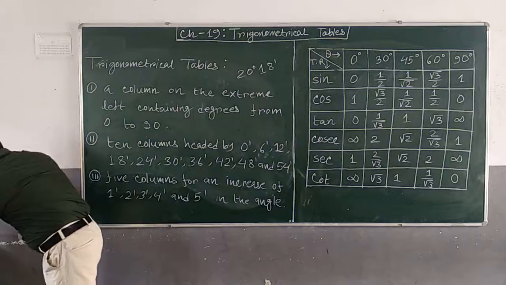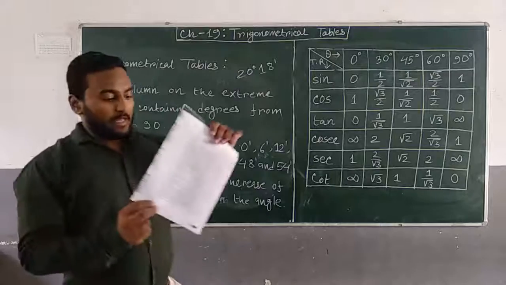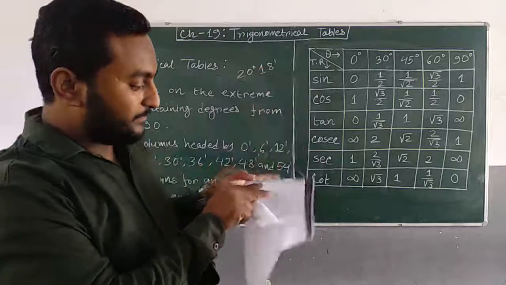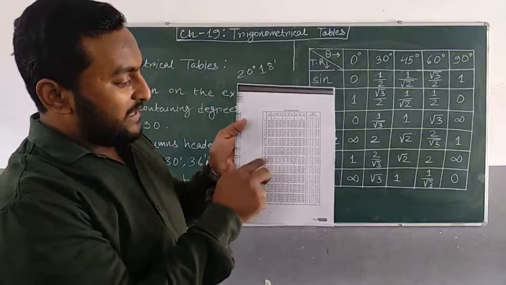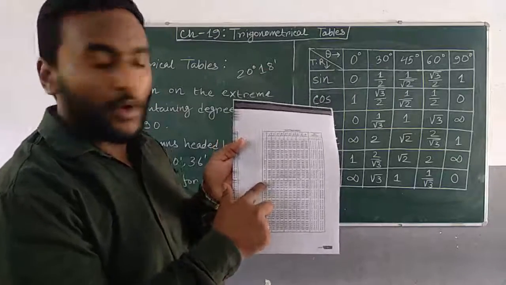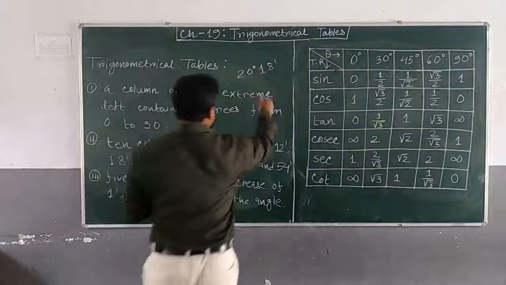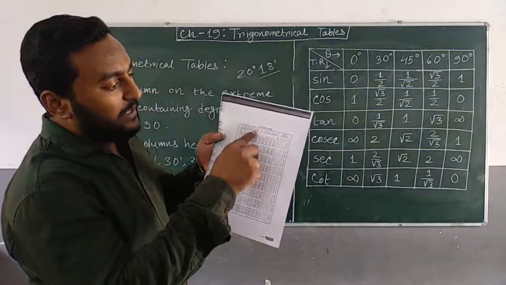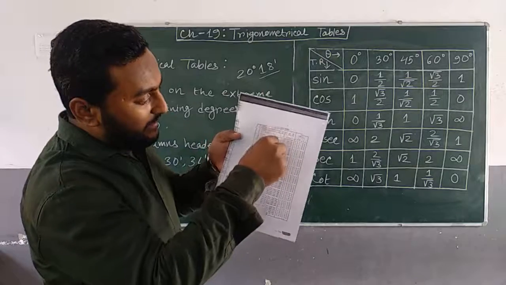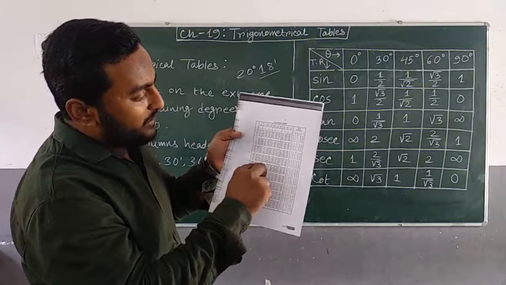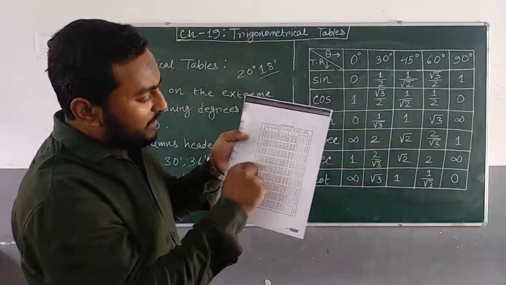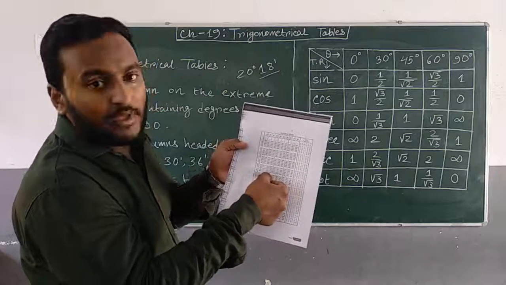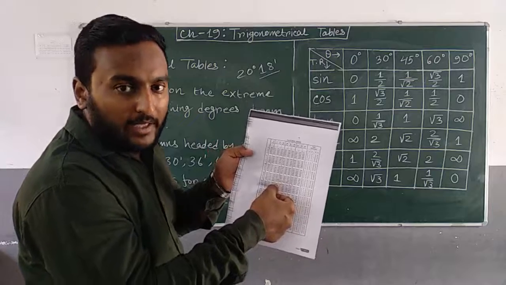So how will we calculate? In this table you will see 20 degree at the extreme left, and 18 minutes at the top. So 18 minutes column and the 20 degree row, where they coincide, this value we have to take.